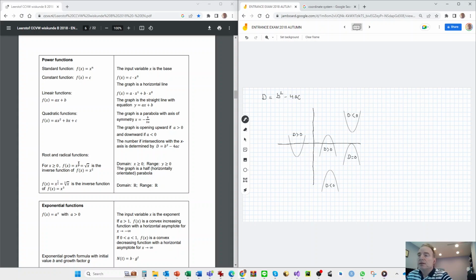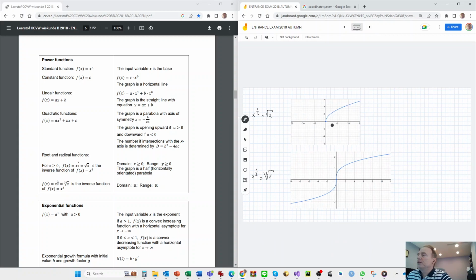The square root is the inverse function of x squared, and the function is given here. It's only defined for positive x, and the range is also positive. And for the cube root, which is the inverse of the cube, the domain is actually all real numbers, and the range as well, and that's given here.